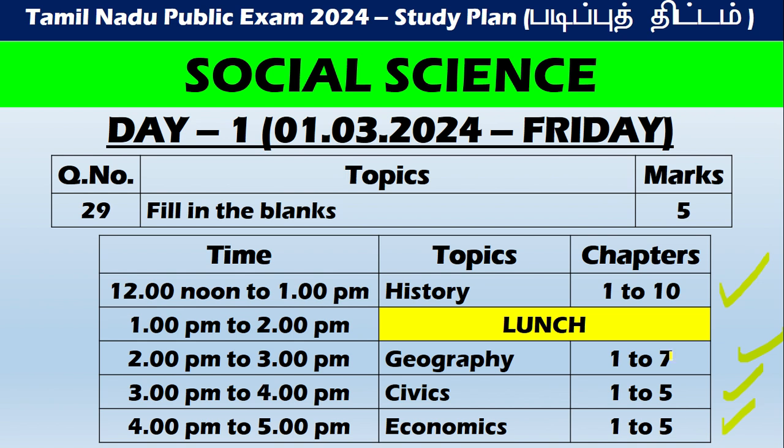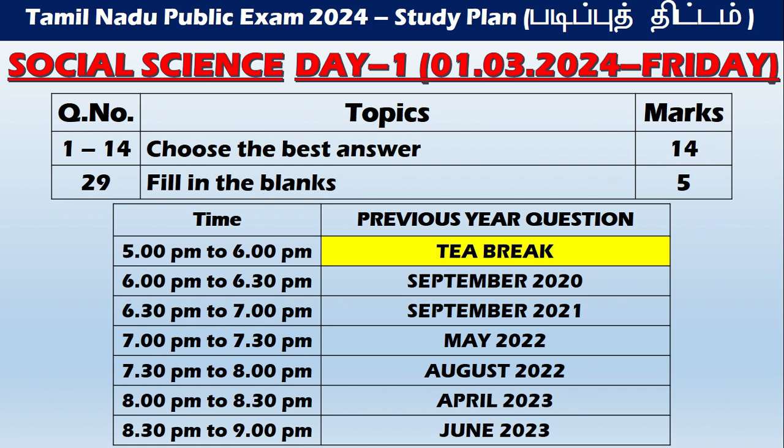is history 1 to 10 lessons. 1 to 2 is a lunch. 2 to 3 p.m. is geography 7 பாடங்கள். 3 p.m. to 4 p.m. civics 1 to 5. 4 p.m. to 5 p.m. economics 1 to 5. So please make note of this and plan your studies accordingly, my dear children. And the next one is the abstract of this one. Choose the best answer 14 and fill in the blanks is 5.